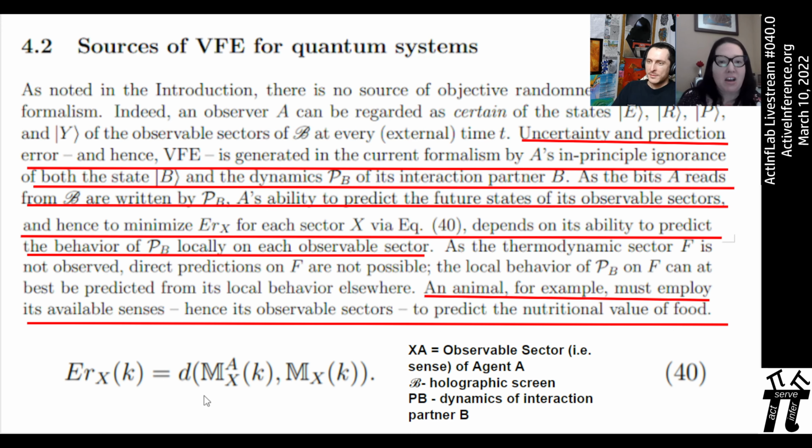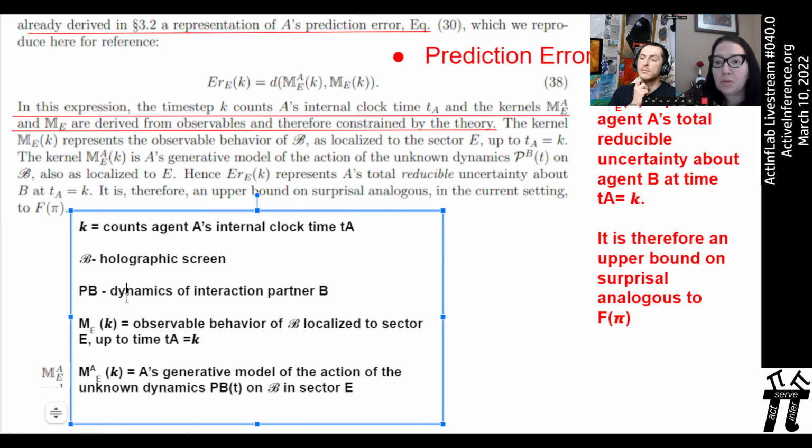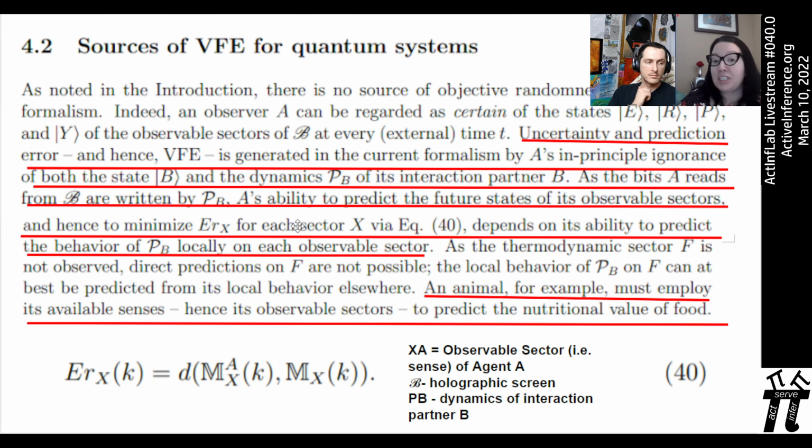So the authors say uncertainty and prediction error, and hence variational free energy, is generated in the current formalism by system A's in principle ignorance of both the state of B and the dynamics PB of its interaction partner B. As the bits A reads from the boundary, fancy B, are written by PB, this is like the agent or system B writing to the boundary. So A's ability to predict the future states of its observable sectors, and hence to minimize that ER sub x for each quantum reference frame x through equation 40, depends on its ability to predict the behavior of PB locally on each observable sector.